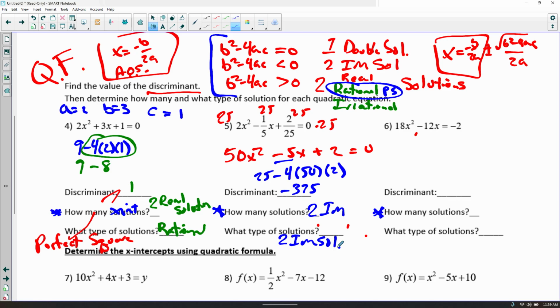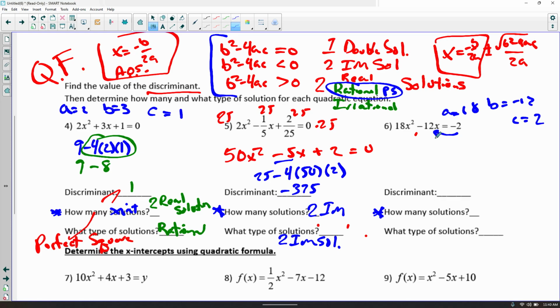Anybody get it yet? So A is 18, B is negative 12, and C is positive 2. You see that, Riley? We have that equal sign. We're definitely going to test you on making sure you're in standard form. It will happen either in the discriminant part or in your solving part. It's going to happen. I just want you to make sure you don't make that mistake.